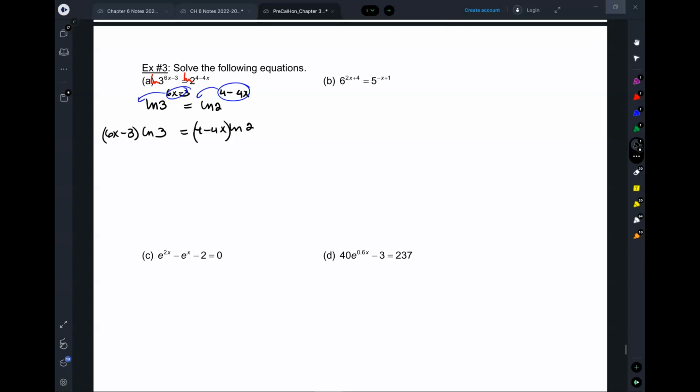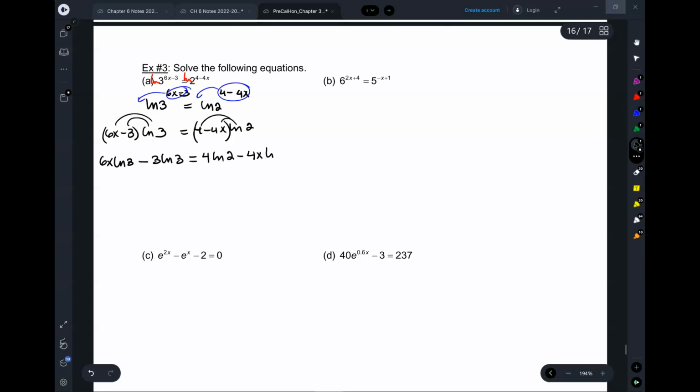Okay, so now we distribute. 6x ln of 3 minus 3 ln of 3, 4 ln of 2 minus 4x ln of 2. What strategy would you use next? What would you do? We don't want to condense because they have different versions. So basically, you're solving for x, right? You're going to bring everything with an x to one side and everything else to the other side.